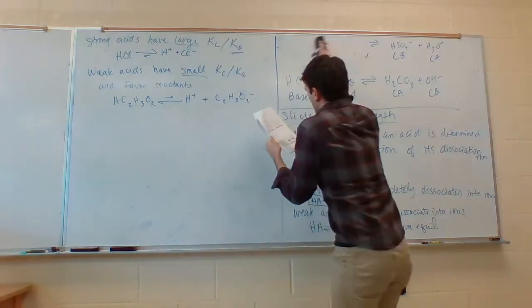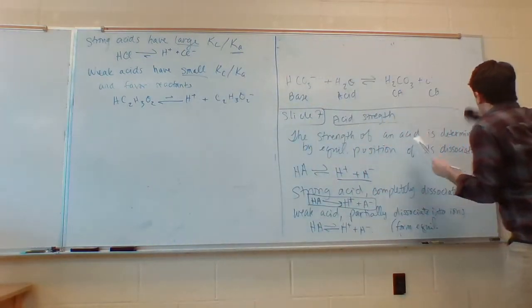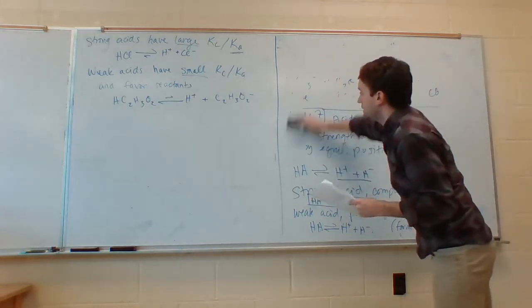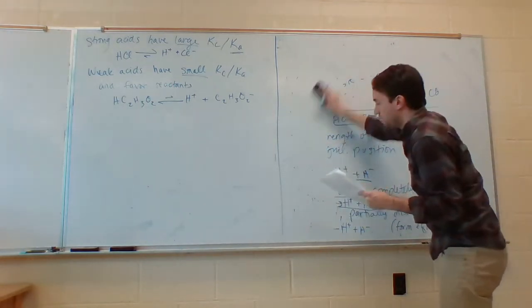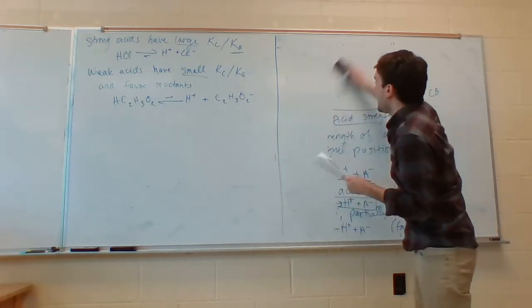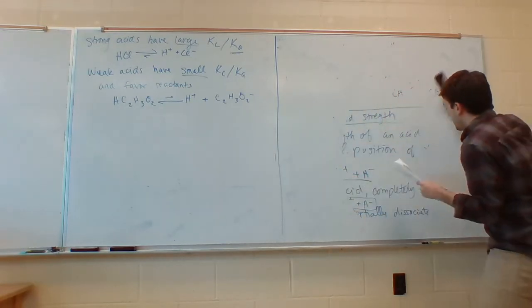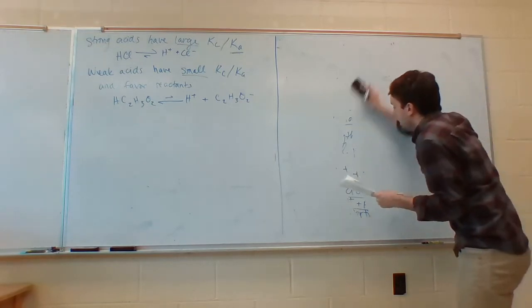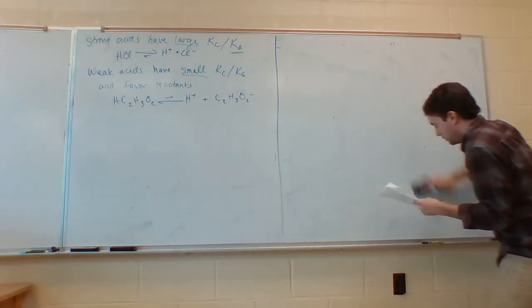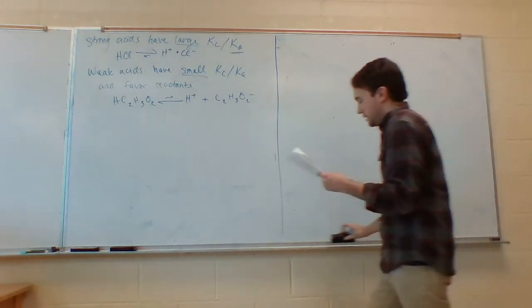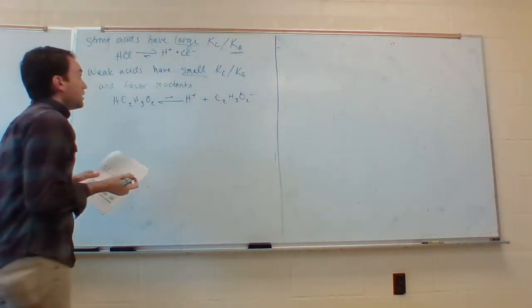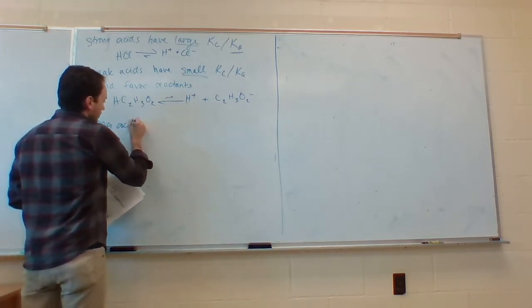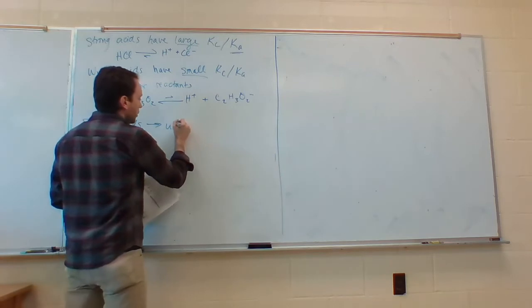Now, that idea is shown in pictures on slide 8, where it's completely dissociated into ions, H plus and Cl minus, for hydrochloric acid. It's showing you hydrochloric acid in that first picture, and in the second picture, it's showing you acetic acid. And basically what that means is that strong acids usually form good electrolytes.